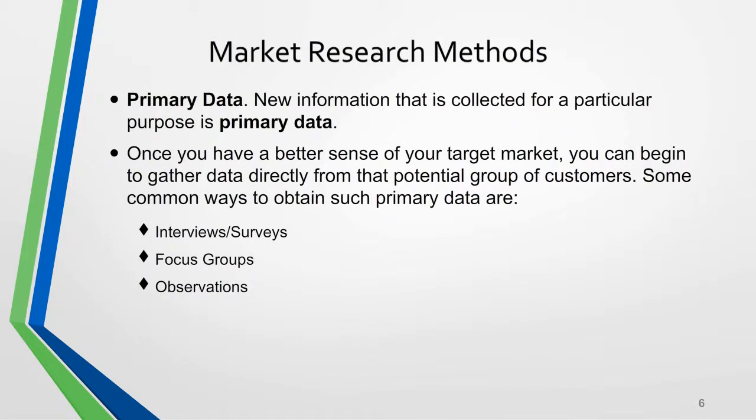So what is primary data and how can we collect it? You may recall that primary data is new information that is collected for a particular purpose. This is information that an entrepreneur needs that may not already be published or may be very specific to his or her business. In general, you can collect primary research in three ways: interviews and surveys, focus groups, which are group interviews with potential customers, or observations. Traditionally, in the Nifty program, students conduct surveys to understand potential customer needs and wants.